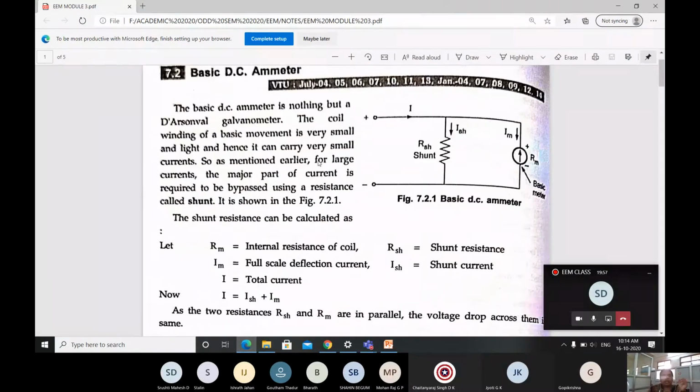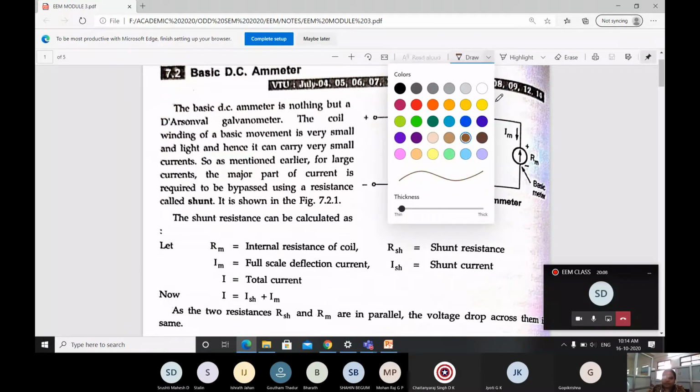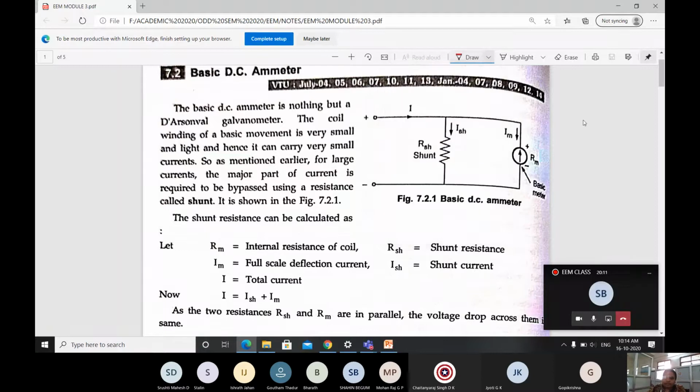The first one is how an ammeter is going to be taken, how it is going to be extended. Okay, basic DC ammeter. The basic DC ammeter is nothing but a d'Arsonval galvanometer. The coil winding of a basic movement is very small and light, and hence it can carry very small currents.